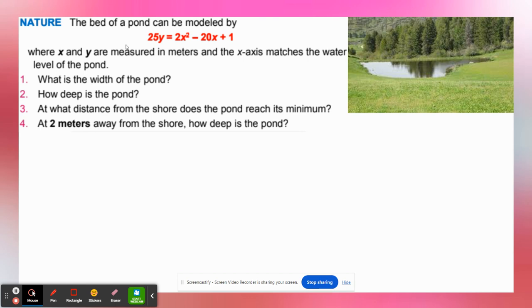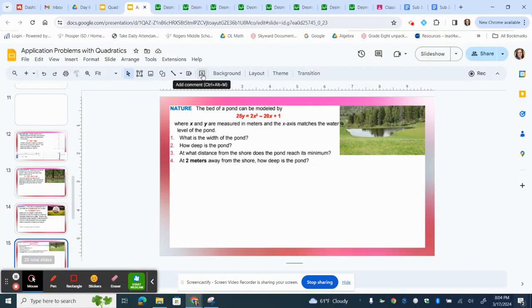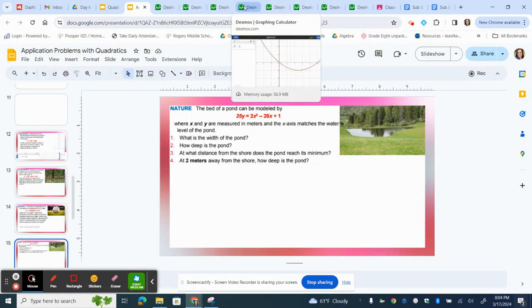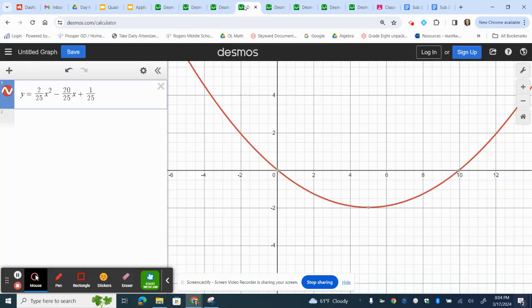So we're going to go ahead and look at that. Now you might notice this is not in standard form, which means we need to get rid of our 25 by dividing it by each of our terms. So make sure you do that when you put it into Desmos. So once we do that, it says, what is the width of our pond?